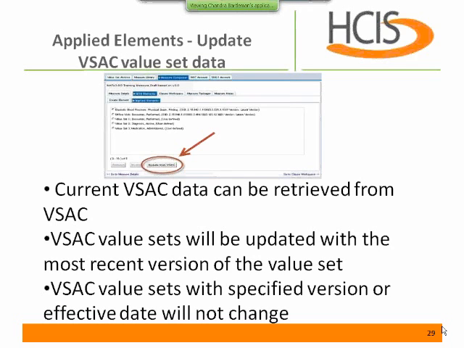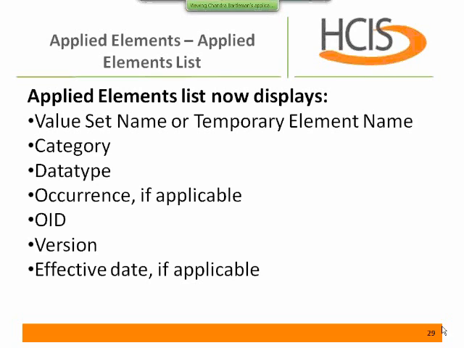When initiating an update from VSAC, MAT users will be able to capture any changes made to a value set applied to a measure. For example, if a value set name has changed in VSAC, by selecting Update from VSAC in the Applied Elements subtab, the new value set name will appear in the MAT. If a value set effective date or version has been selected, then the value set data will remain unchanged. The most recent version of all the value sets applied to the measure are retrieved, unless a version or effective date is specified for a given value set.